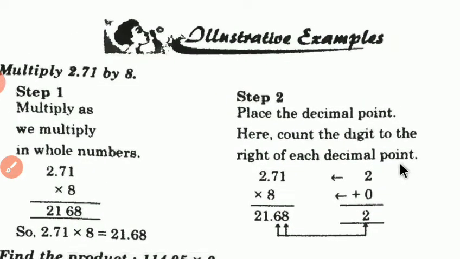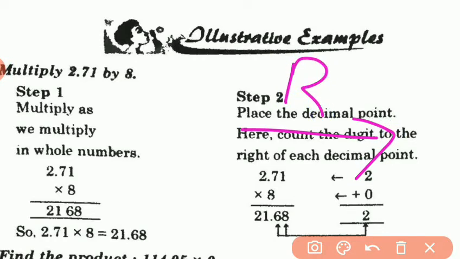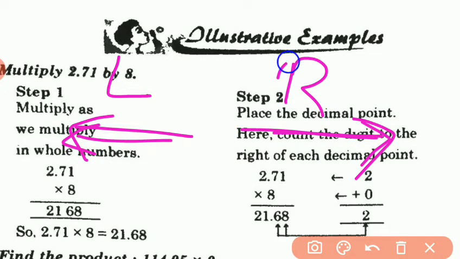Now we'll see how to put the decimal. Step 2 is how to place the decimal point. Here, count the digits to the right of each decimal point. First you can see which is the right side. This is the right side and this is the left side. You can see by your hands: this one is your left hand and this one is your right hand.